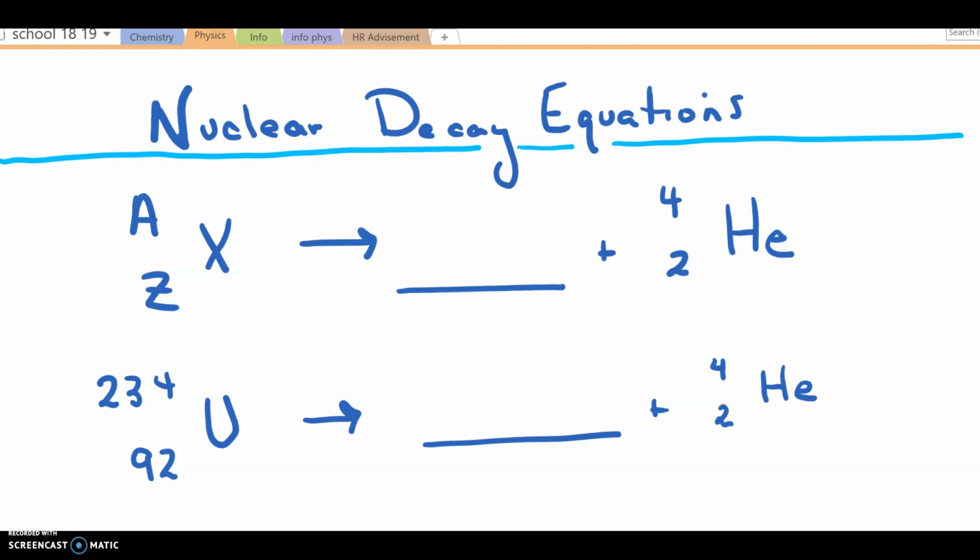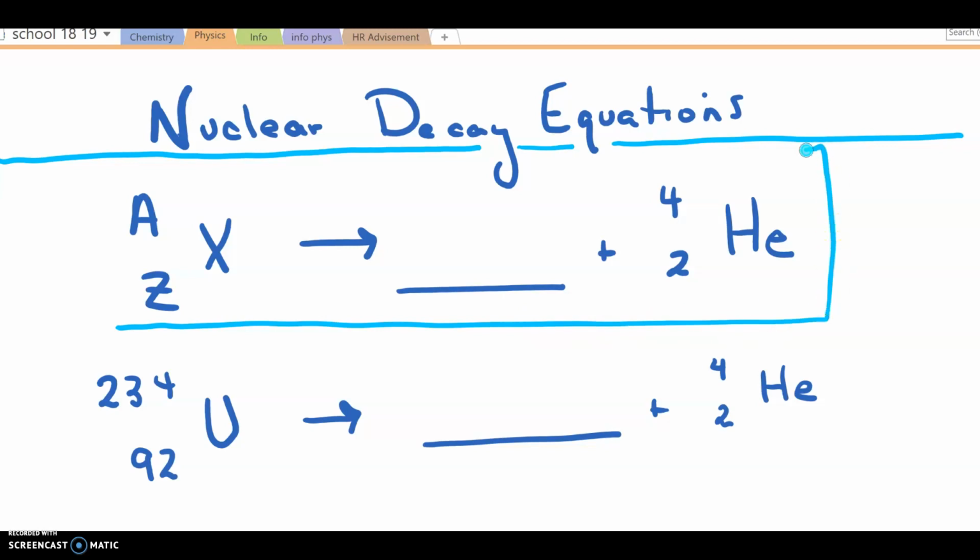Hi, here by popular demand is a short tutorial on writing nuclear decay equations. We've got a generic type of formula. Somewhere you're going to see a blank. You're going to be given two pieces of information, and you'll be asked to figure out a third. What we're going to look at is up top. This is our mass number, and at the bottom is the atomic number.